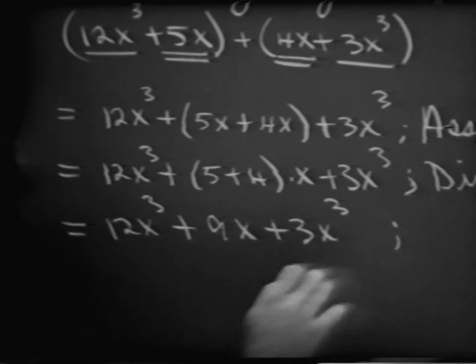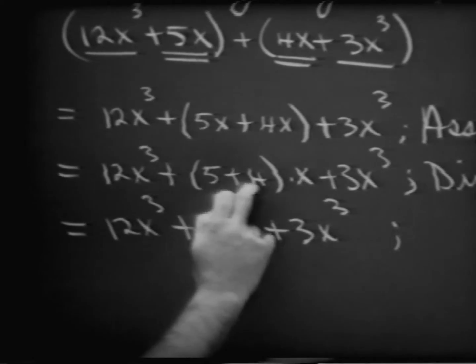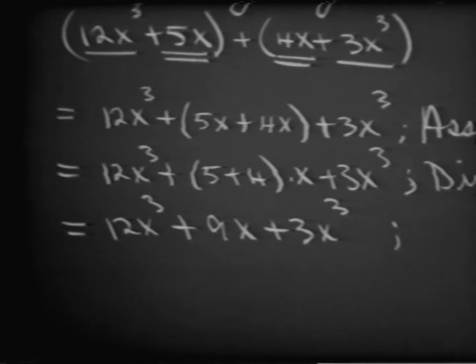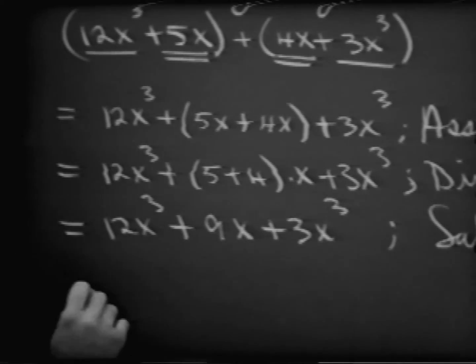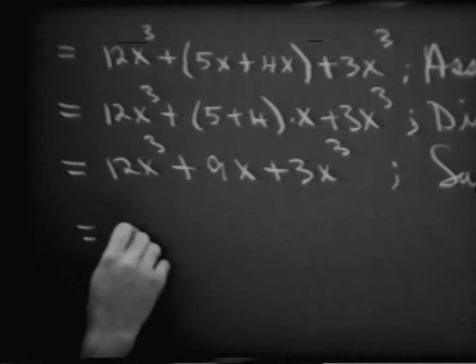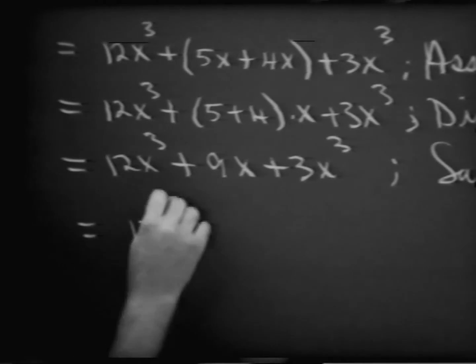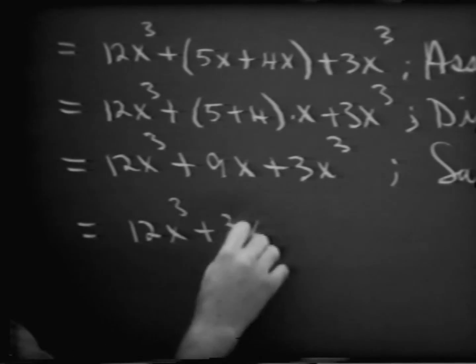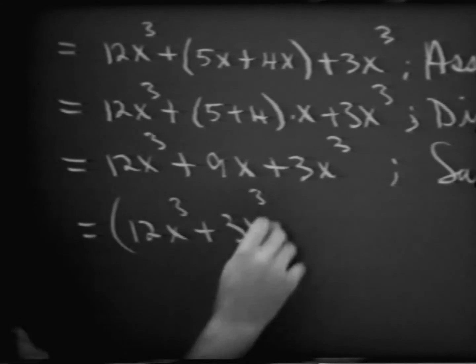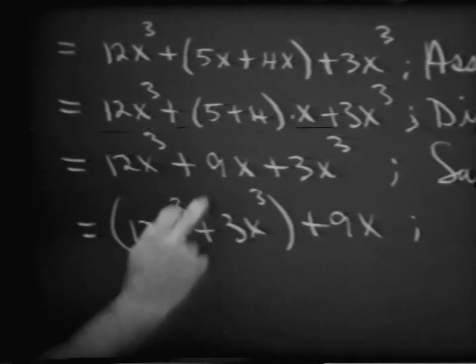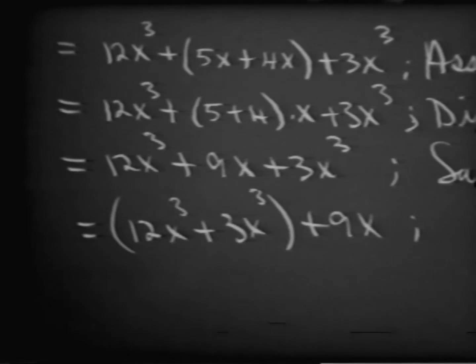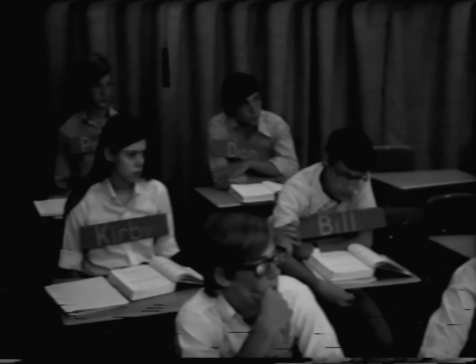And our reason for this is what? 5 plus 4 is 9. We have used the word, Tim, of substitution in order to be able to say that. And now right here we see that we may rewrite this as 12x cubed plus 3x cubed, all right, in fact, let me put some parentheses around that, plus 9x. And our reason to go from this step to this step is our commutative axiom with respect to addition.